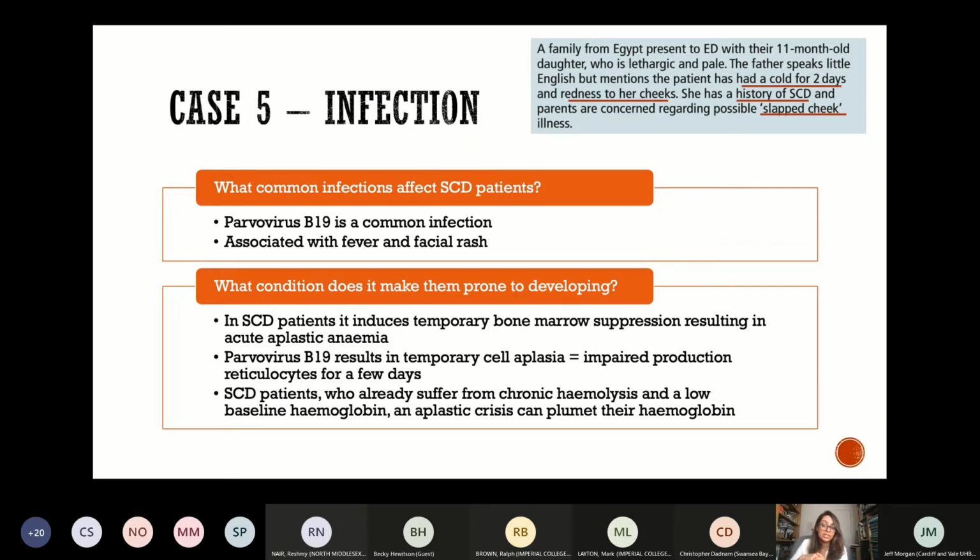The chronic hemolysis that sickle cell patients suffer from makes these children vulnerable to an aplastic crisis because they already have a lower hemoglobin baseline, and that means that marrow aplasia can result in their hemoglobin levels dropping as low as 30 sometimes. So for these patients who already suffer from chronic hemolysis, this superadded infection can cause a very steep decline in their hemoglobin levels.